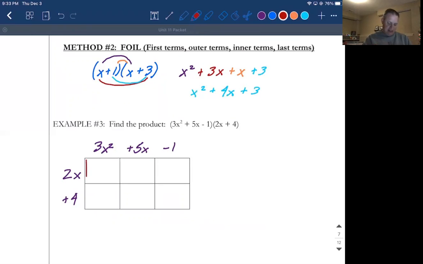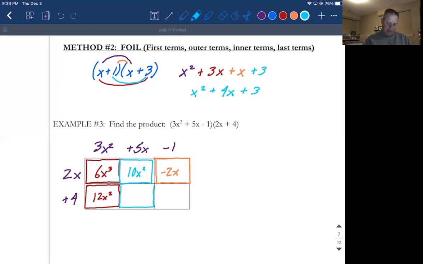Here we go. First box, 3x squared times 2x. Hey, that's going to give us 6x cubed. Now we're going to take 5x times 2x to get this box. That's 10x squared. And then negative 1 times 2x, negative 2x. We go down below. 3x squared times 4 now is 12x squared. 5x times 4, 20x. And finally, negative 1 times 4 is negative 4. Good stuff.